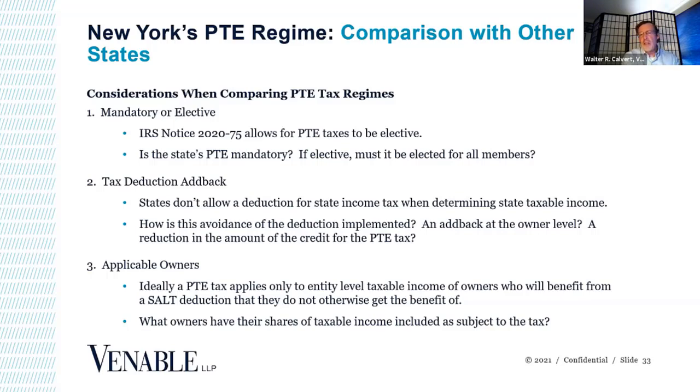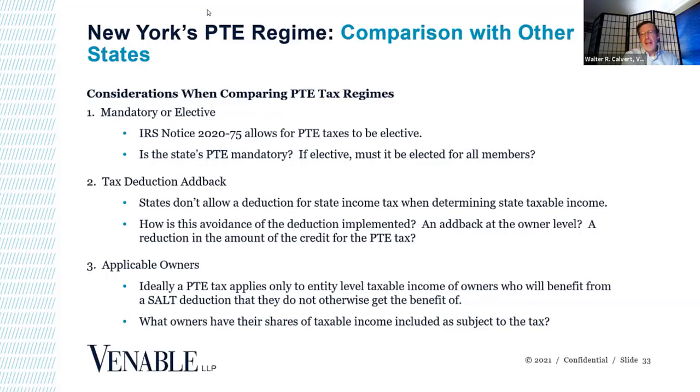At a different extreme is California, where you can actually have each owner elect separately whether they want to have their share of the income be subject to tax. New York is kind of in a middle zone on that, making it elective, but elective at the entity level as a whole for particular taxpayers.